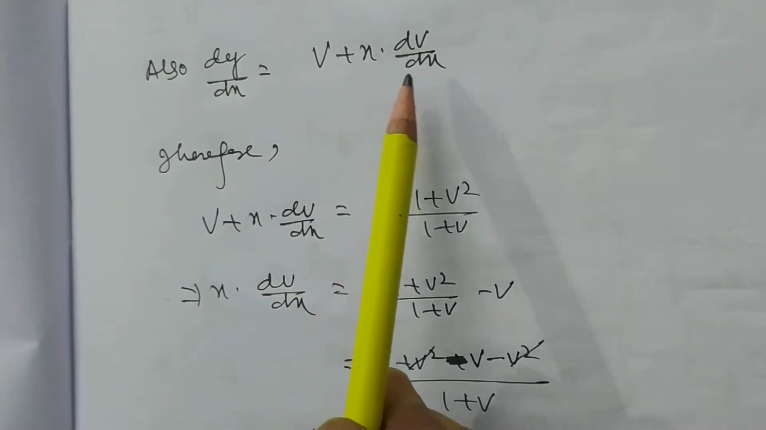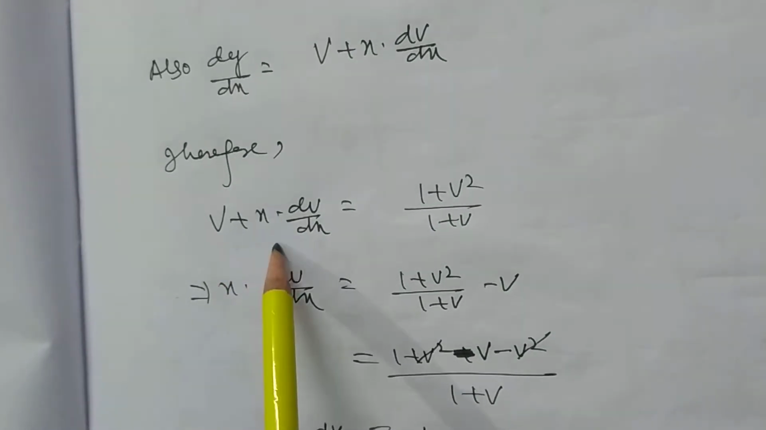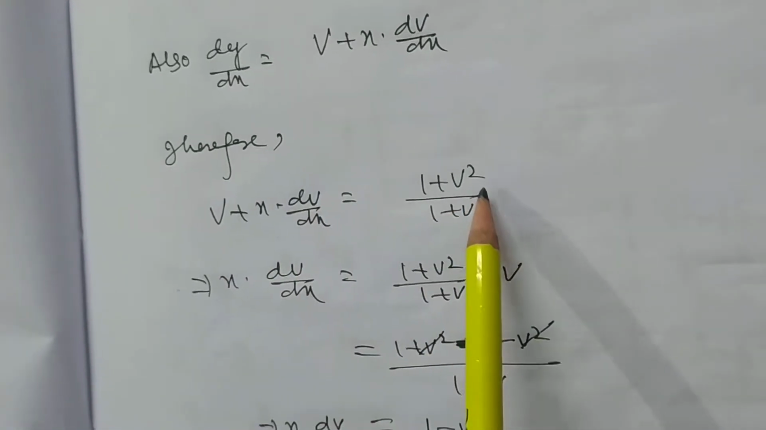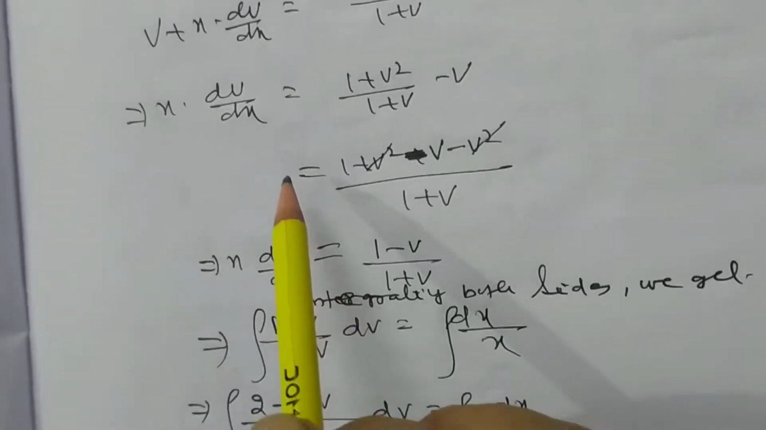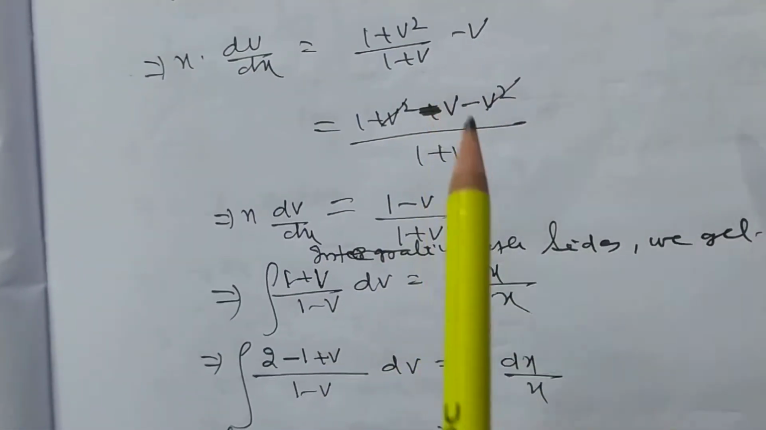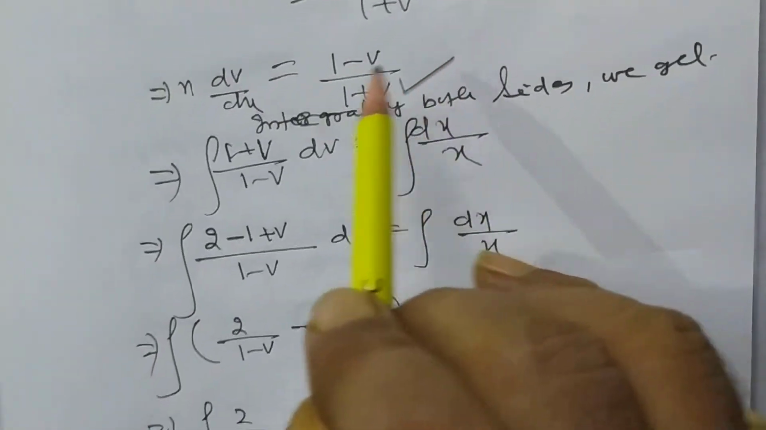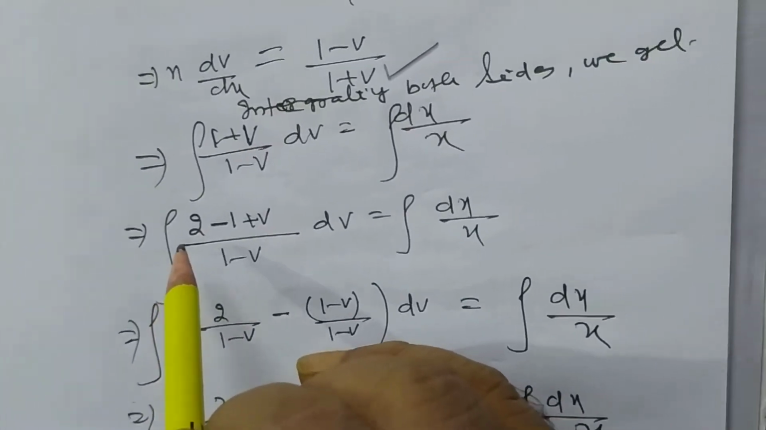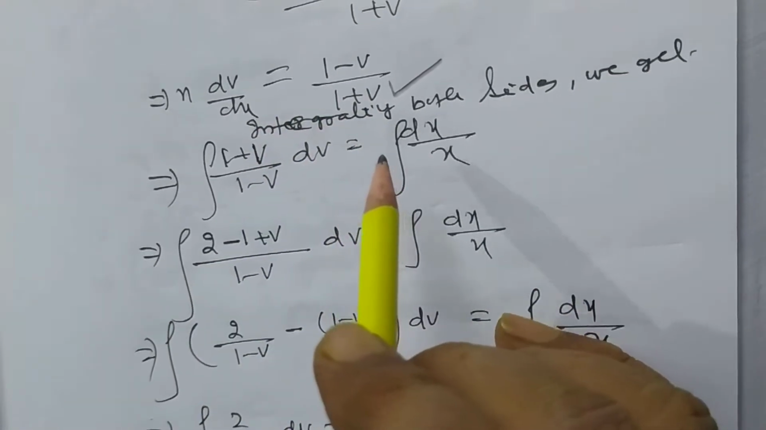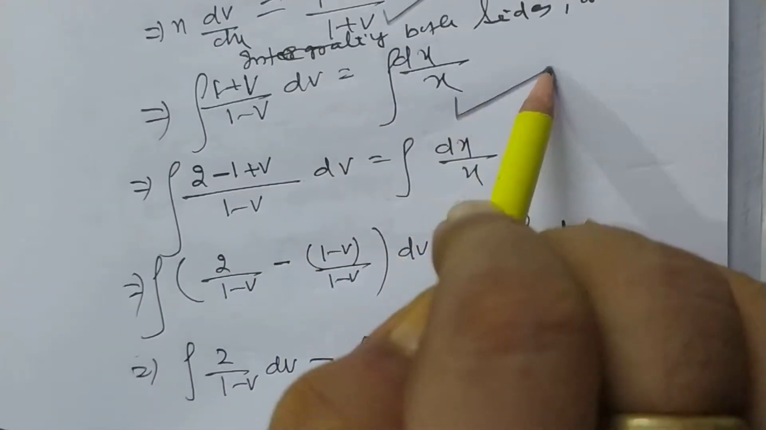Also dy by dx is equal to v plus x into dv by dx. Therefore v plus x into dv by dx is equal to 1 plus v square by 1 plus v. So now it will be x dv by dx is equal to 1 plus v square by 1 plus v minus v. And after simplifying we have 1 minus v by 1 plus v is equal to x into dv by dx. And now doing cross multiplication, we have 1 plus v by 1 minus v dv is equal to dx by x.